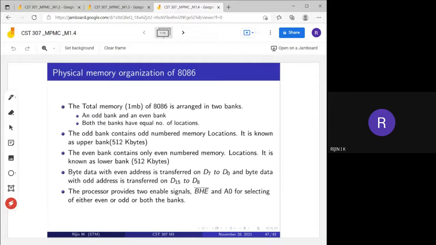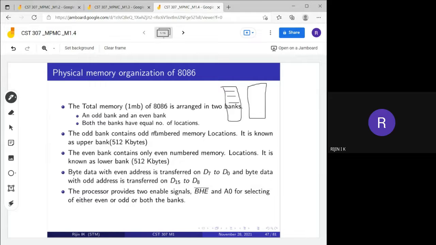And for accessing that memory, it has a 16-bit data bus. Okay, 16 lines are there for accessing that 1 MB memory. Here in 8086, the entire 1 MB memory will be divided into two equal parts. So suppose this is a memory, it will be divided into two equal parts.